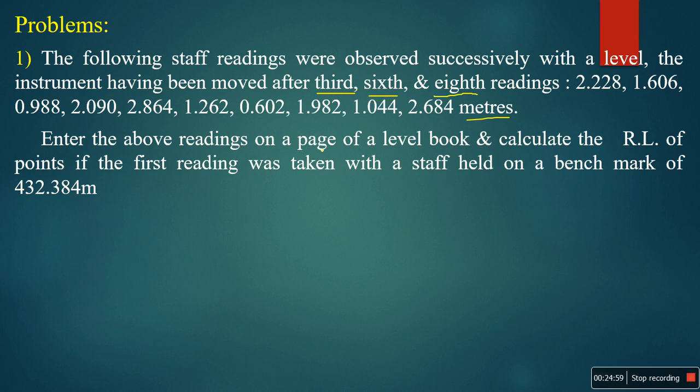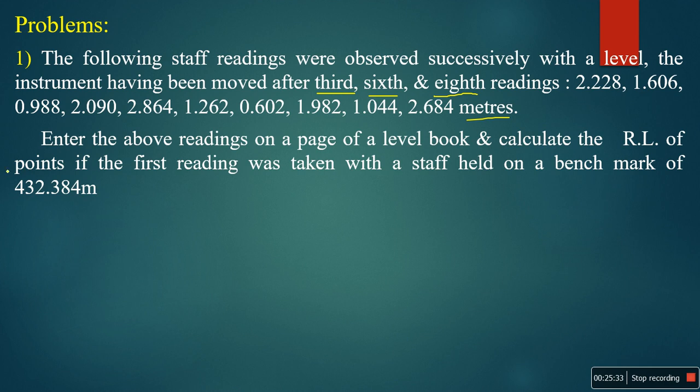Enter the above readings on a page of level book and calculate the RL of the points if the first reading was taken with a staff held on a benchmark of 432.384 meters. Okay, so here you have to understand with respect to what the staff readings are given. You have to find out which readings will come under the BS, which under the IS and FS.